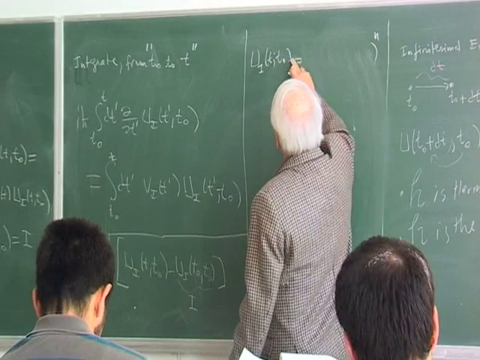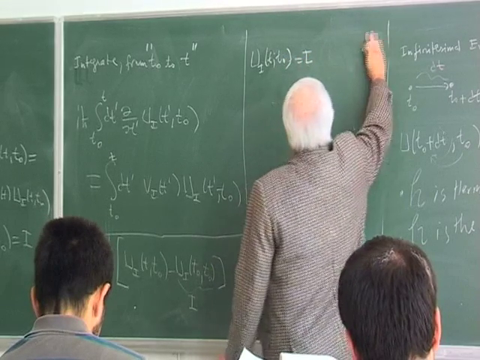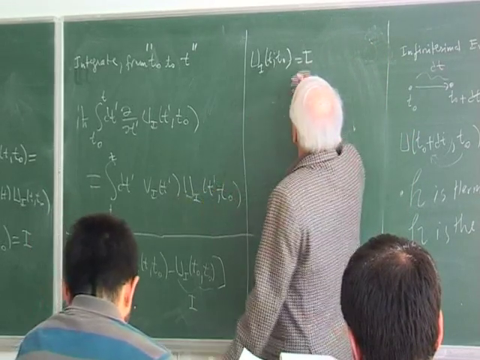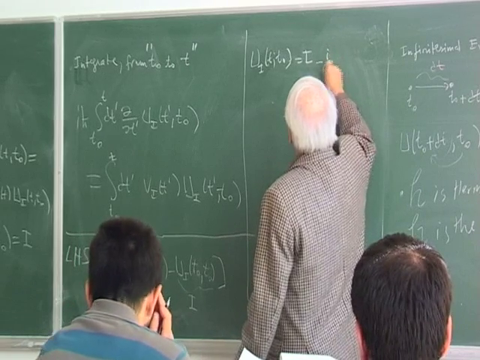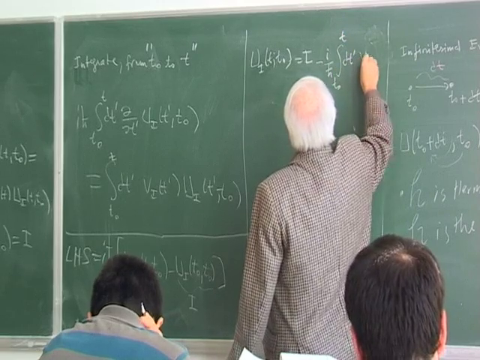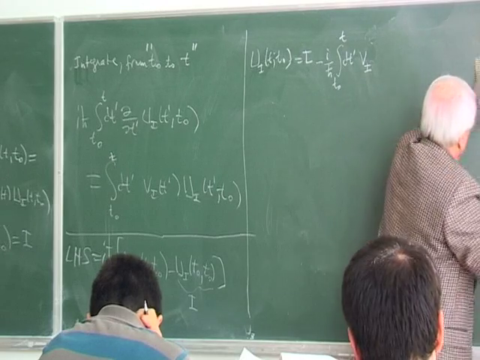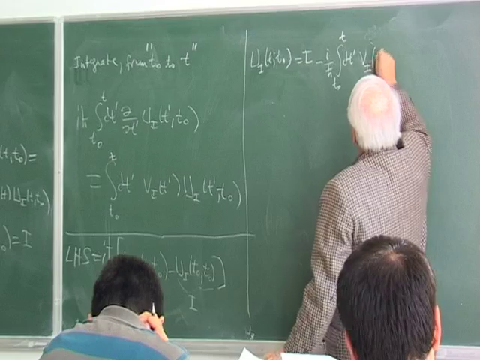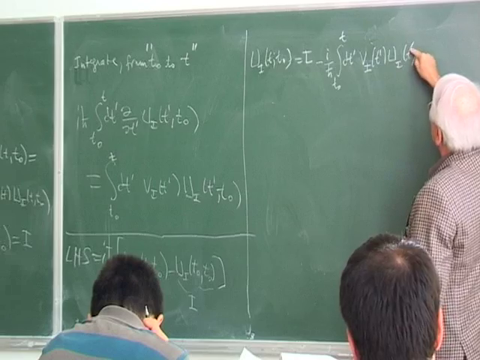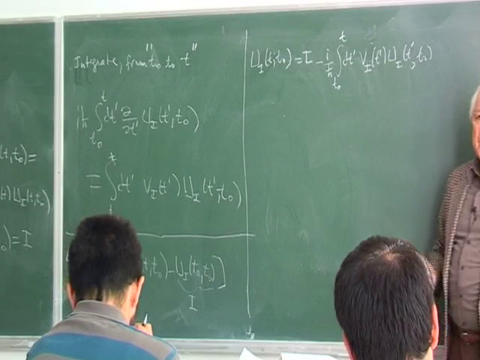And so I have the leading term is what? This identity which moved from the left. And what else? I have this additional piece multiplied by 1 over i h bar, or minus i over h bar, integral dt' from t0 to t, vi(t') ui(t', t0). Okay, that's the right-hand side.